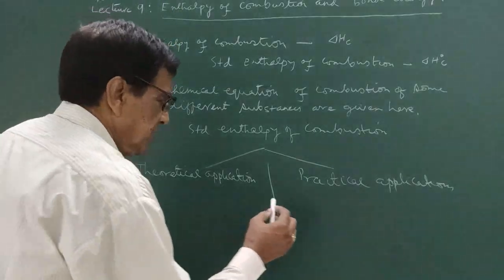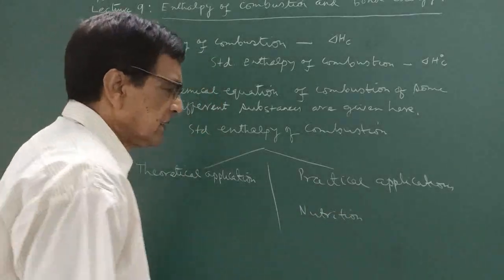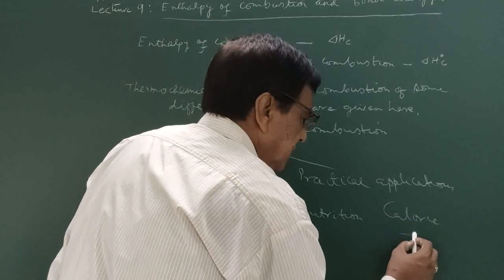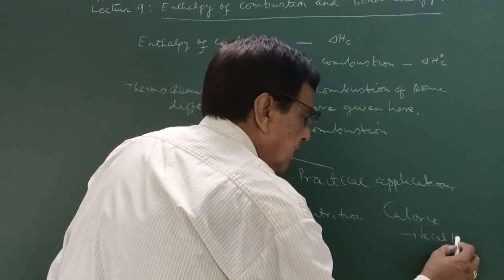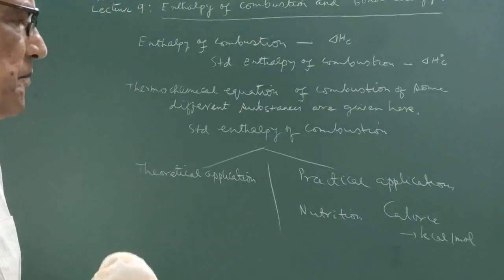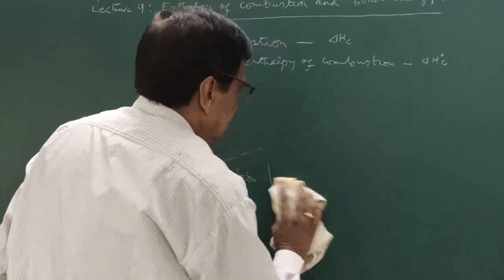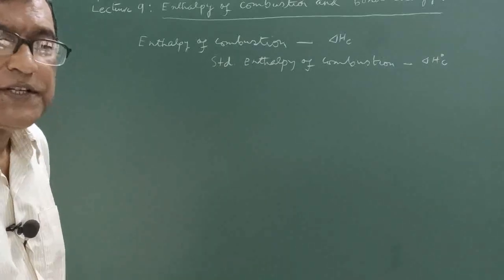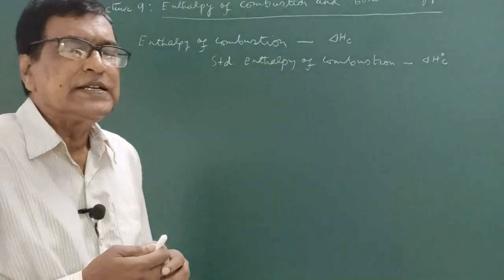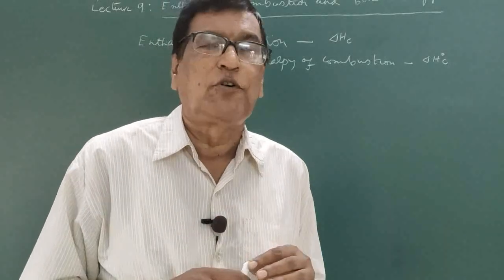And in case of nutrition, one thing I can say, this Calorie, with a capital C, means kilocalorie per mole. So I can outline a simple method to determine the heat of combustion of a substance. It is done in a bomb calorimeter, which means constant volume.